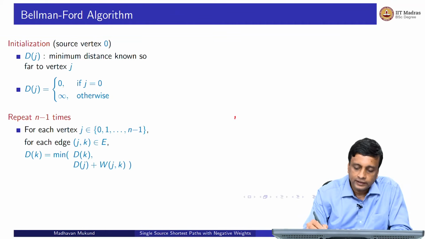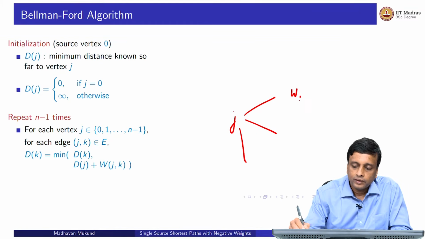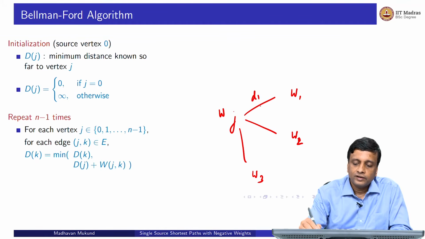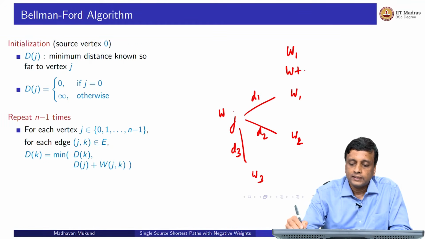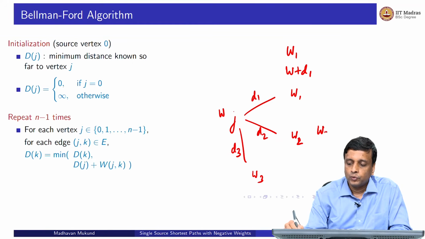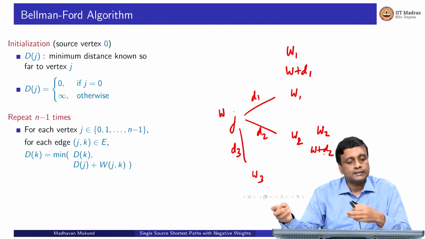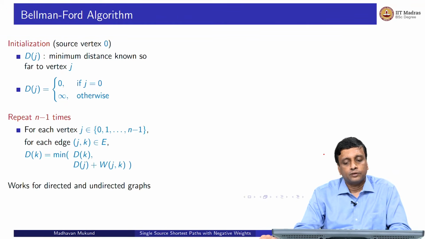So, supposing I am currently at J and I have some outgoing edges, and I have W1, W2, W3 as my estimates there, and I know my W here. So, I have D1, D2 and D3. At every point I will compare W1 with W plus D3, D1. I will compare W2 with W plus D2, right. So, I will update everything and I will update all its neighbors and I will keep doing this again and again, right. So, that is the algorithm.